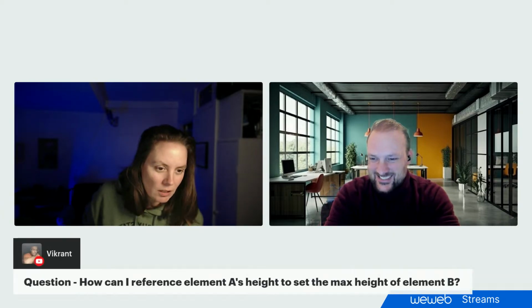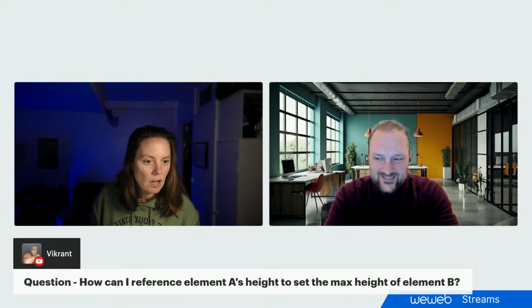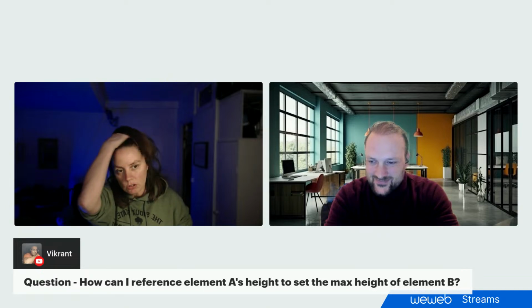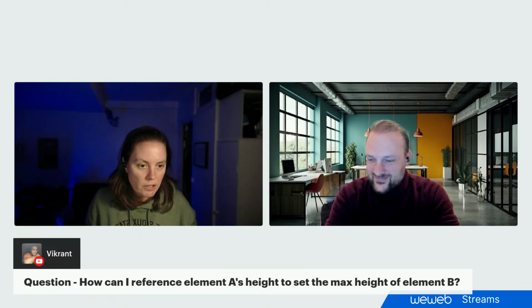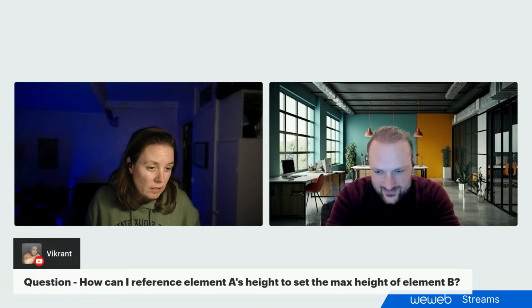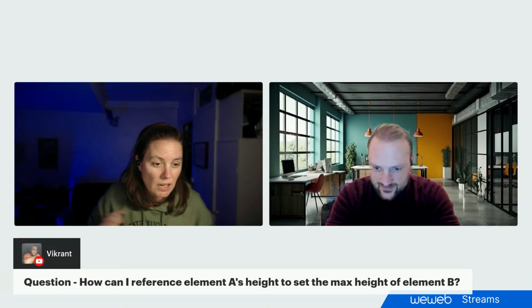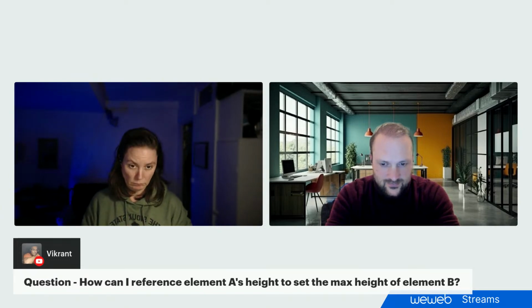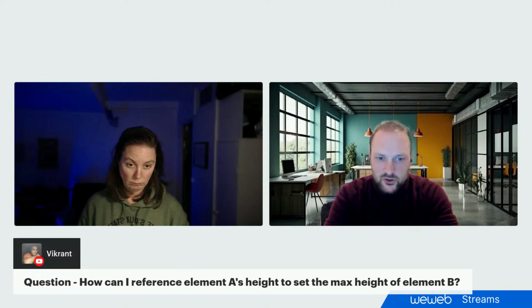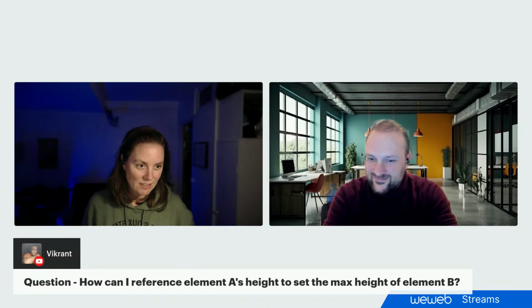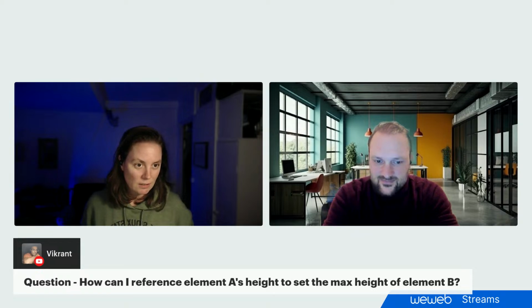Okay, so Vikrant's question. Do you want to hop on, Vikrant, and share your screen, and then we can go back to the other questions. Vikrant had a question about how to reference element A's height to set the max height of element B. I like that. Okay, let's do it. Do you want me to share the link again to hop on?